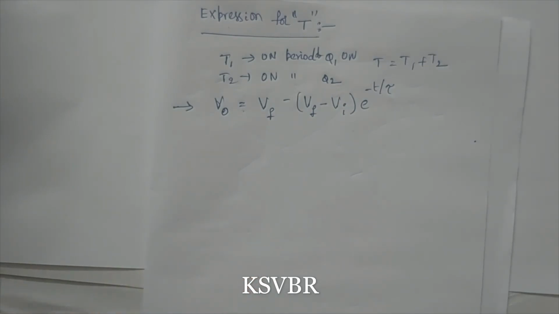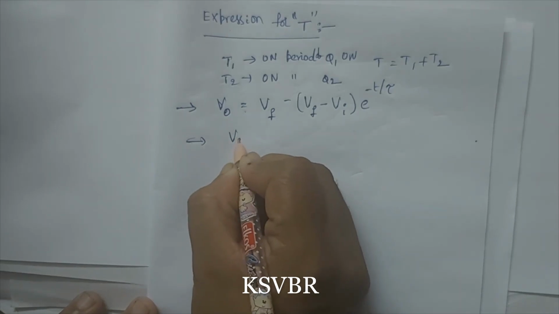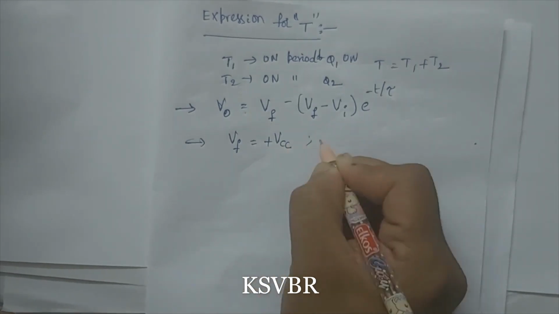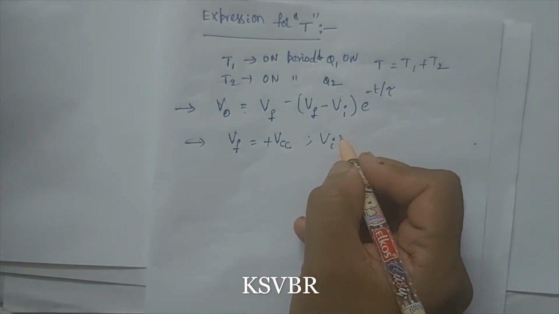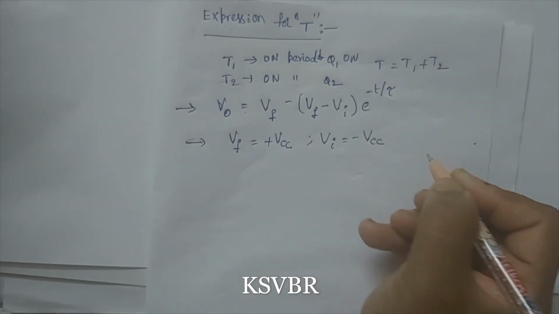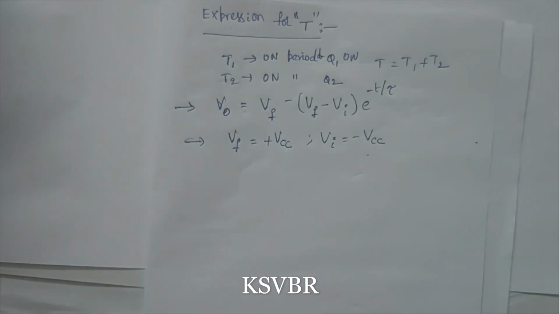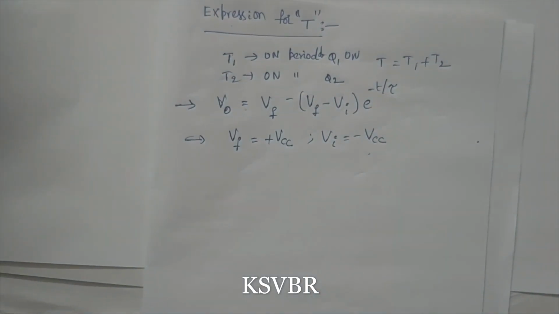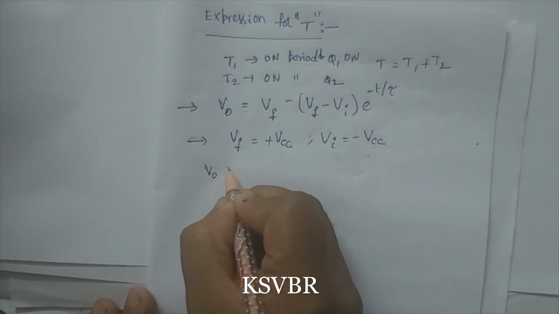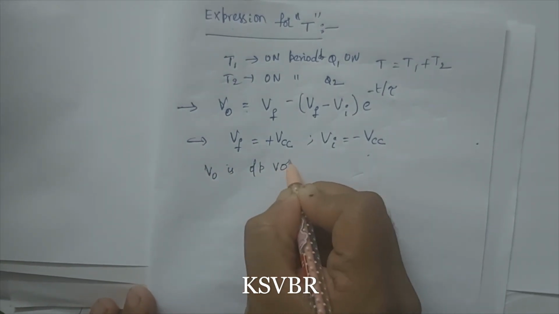We can directly write this for linear wave shaping also. Whenever a capacitor comes into the picture, this will be the output voltage. So what will be the V final value? V final will be the maximum voltage, that is plus VCC, and V initial is the minimum value the output goes to, so Vi is equal to minus VCC here. Why it is minus VCC, you can see in the waveforms in the next few minutes. Vf is equal to plus VCC and Vi is equal to minus VCC, and V0 is the output voltage at B2.